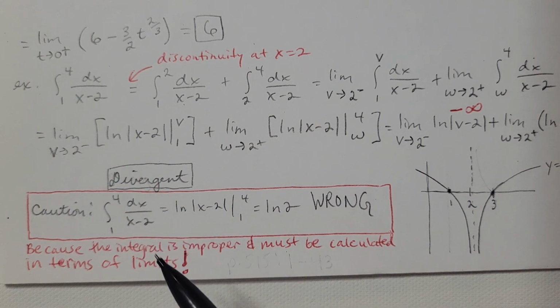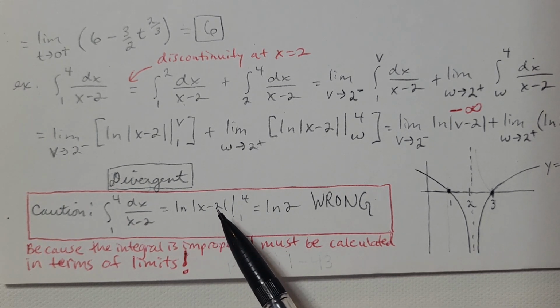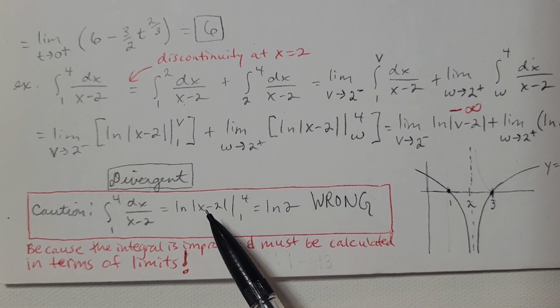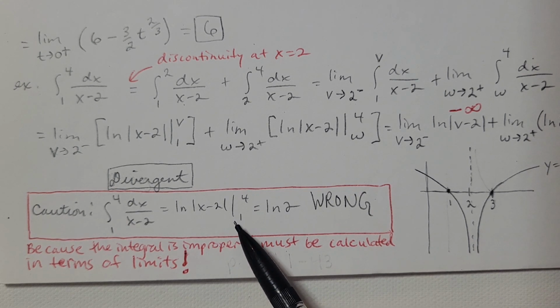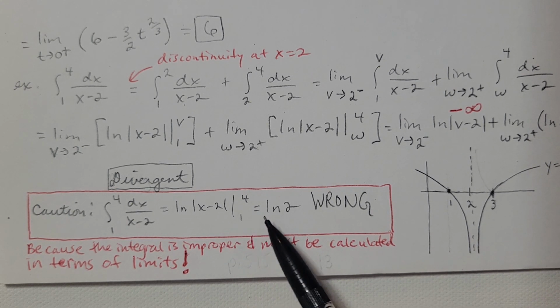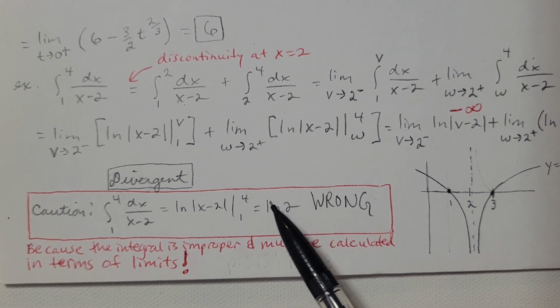Using this integral going from 1 to 4 of 1 over x minus 2 dx. If I were to integrate that directly, I get the ln of the absolute value of x minus 2 going from 1 to 4. And then when I plug in the bounds, the ln of 4 minus 2 is the ln of 2, minus the ln of the absolute value of 1 minus 2, which is 1. The ln of 1 is 0, so I get the ln of 2 as the answer.